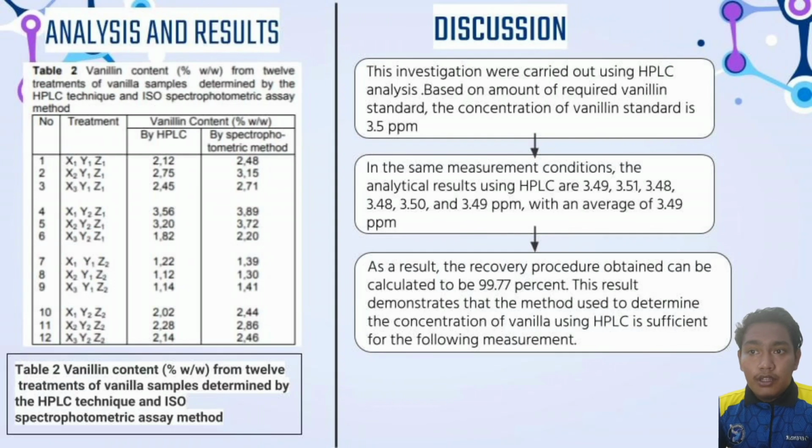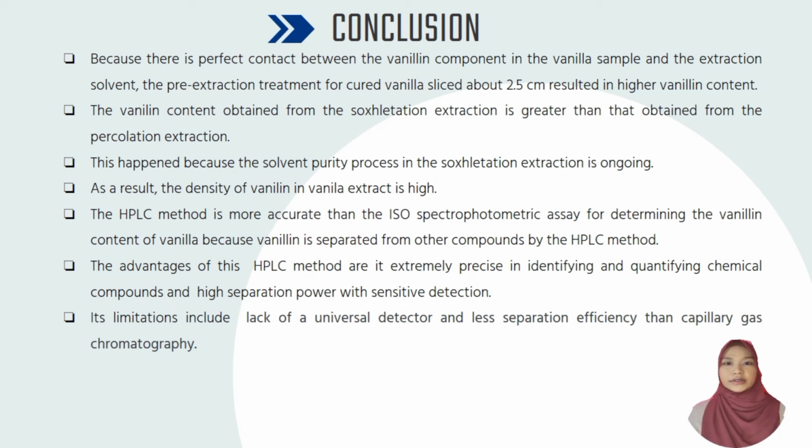This result demonstrates that the method used to determine the concentration of vanillin using HPLC is sufficient for the following measurements. Because there is perfect contact between the vanillin component in the vanilla sample and the extraction solvent, the pre-extraction treatment of cured vanilla sliced to about 2.5 cm resulted in higher vanillin content. The vanillin content obtained from the Soxhlet extraction is greater than that obtained from the percolation extraction. This happened because the solvent purification process in the Soxhlet extraction is ongoing. As a result, the density of vanillin in the vanilla extract is high.